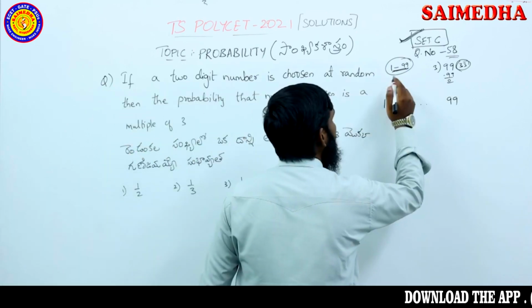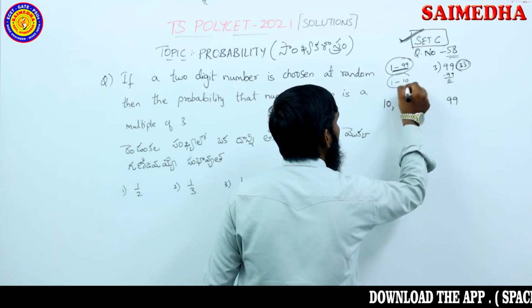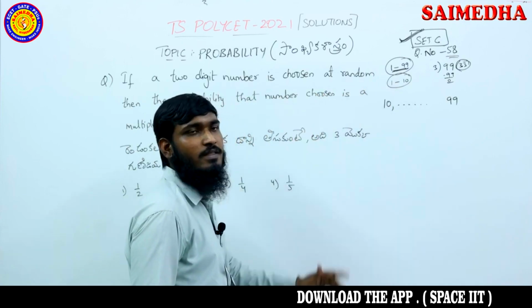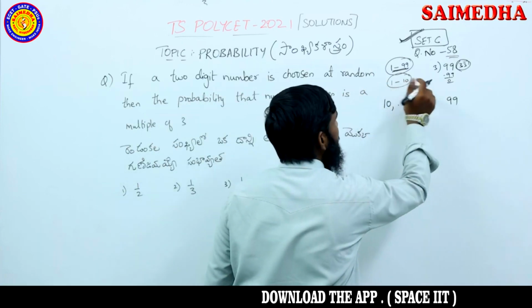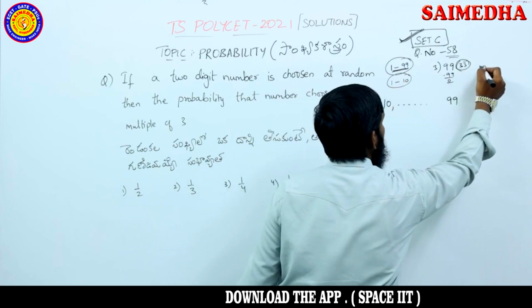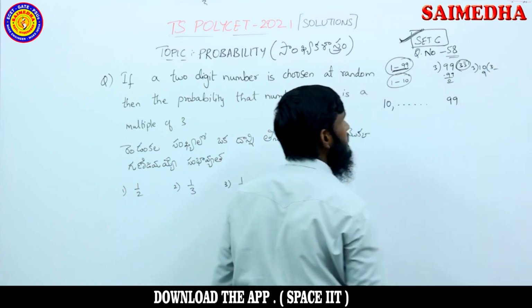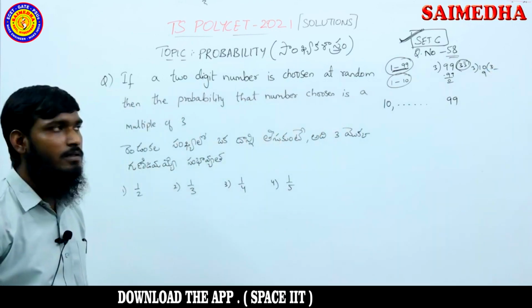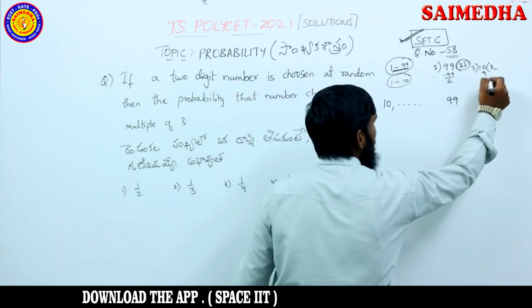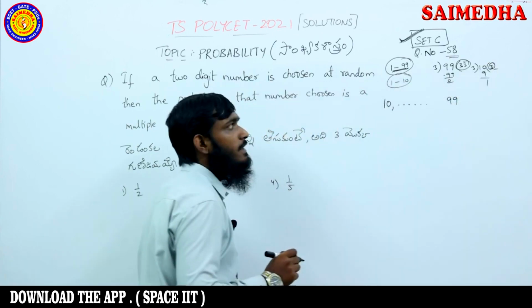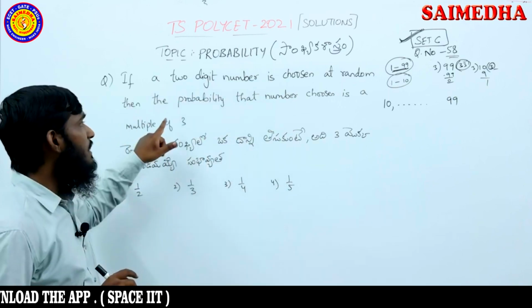Now let us find out the numbers from 1 to 10, because we have to subtract the numbers from 1 to 10 which are multiples of 3. When we divide 10 by 3, we get the answer as 3, because 3 threes are 9. So we can say that the remainder over here is 1. So we have to take this number. So we can say that from 1 to 10, there will be 3 numbers which are multiples of 3.